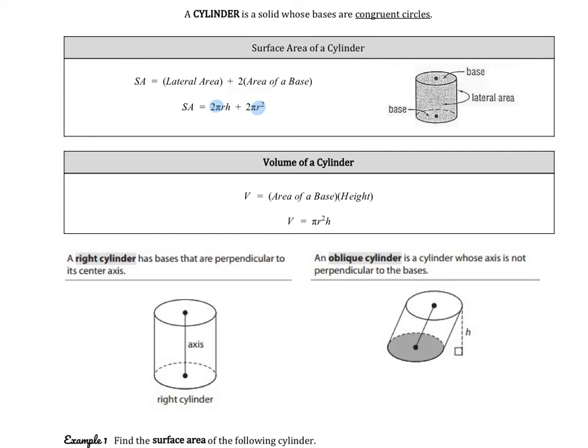For the volume of a cylinder, again, it's the same as finding the volume of a prism. It's the area of the base times the height. And again, here we have that pi r squared because our base is a circle, and that's how you find the area of a circle.